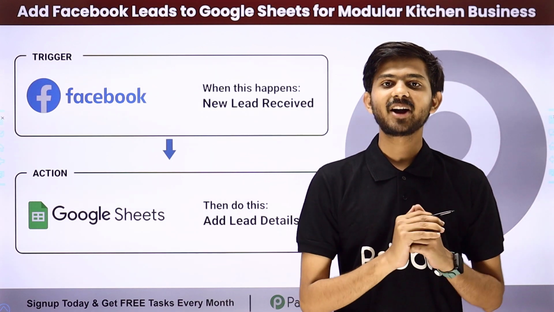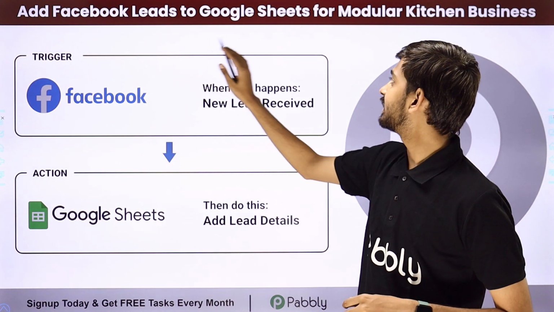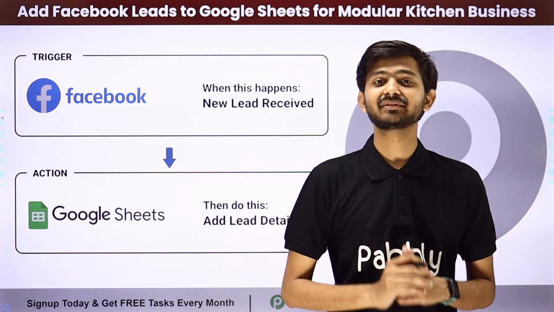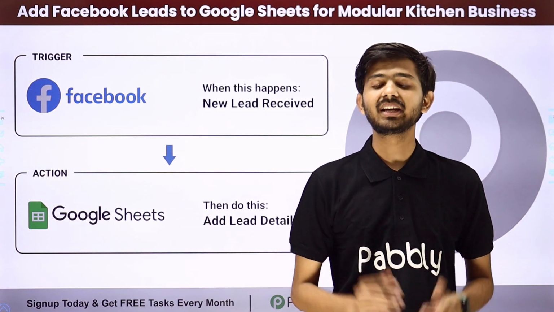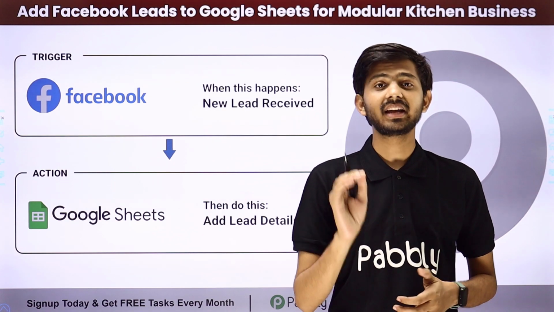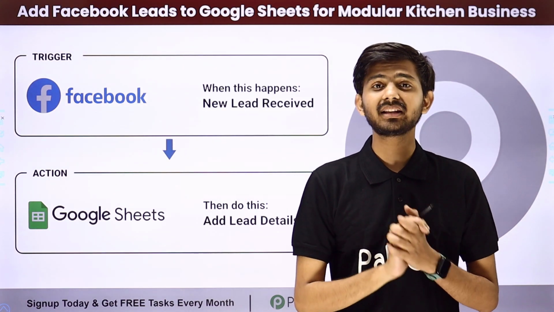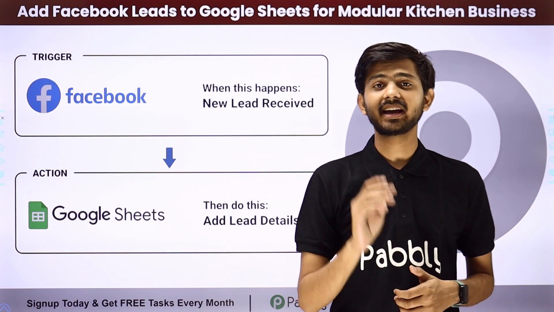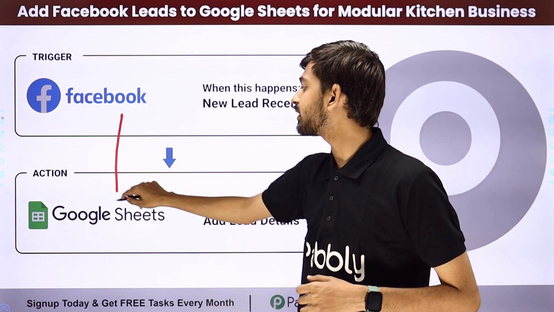Hello everyone, today our topic is how to add Facebook leads to Google Sheets for modular kitchen business. So here my objective is that whenever I get a new Facebook lead for my modular kitchen business in Facebook lead ads, then I want to add these lead details automatically in my Google Sheet. And for that, I will create a connection between Facebook lead ads and Google Sheets.